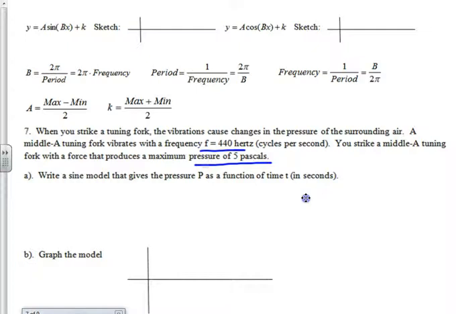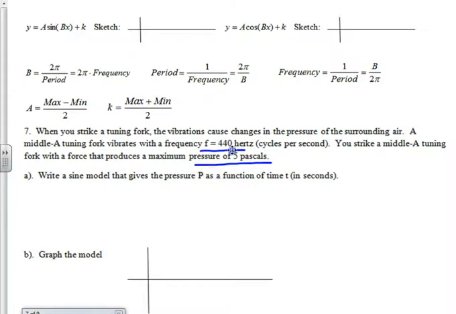So first thing they want us to do is write a sine model that gives the pressure as a function of time. Now don't get nervous here. They're using P for pressure instead of Y or H for height. Oh, by the way, I think in a previous problem I was supposed to use H for height, not Y. My bad.